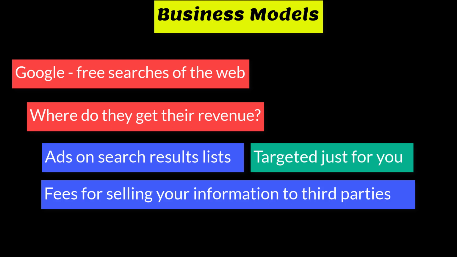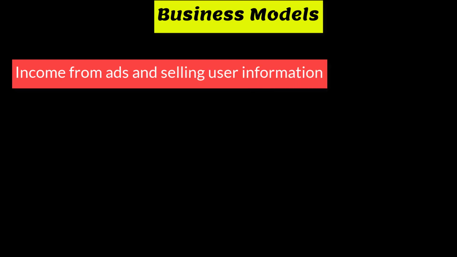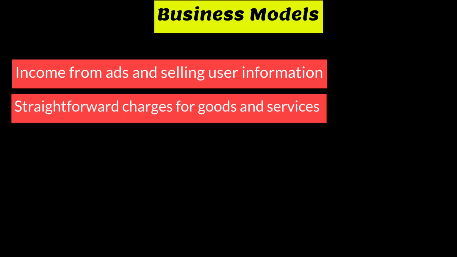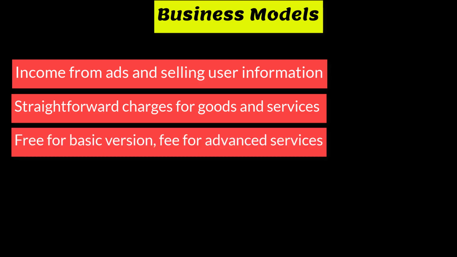So that's one business model for the web, and it's used not only by Google but by Facebook and other large organizations. There are other business models in use on the web. One, straightforward charges for goods and services, either a one-time charge or a subscription service. For example, our own Still Plugging Away and Netflix and Geek Squad and so forth. Or free versions for basic use and fees for premier or advanced or support services like LinkedIn.